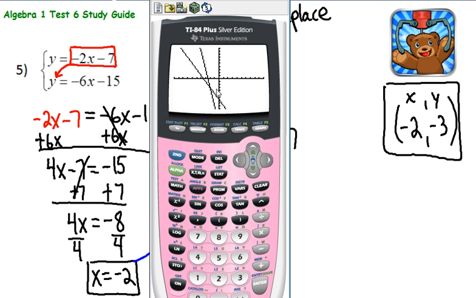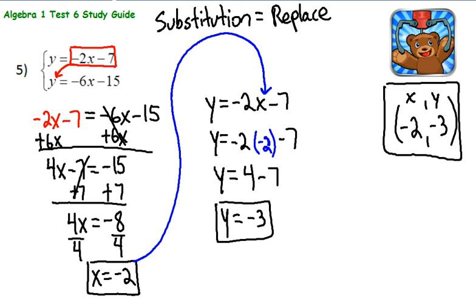So we figured out where they crossed without actually having to go through the trouble of graphing. So that's all that means. All right, so pause now. Try number 5 in the middle.